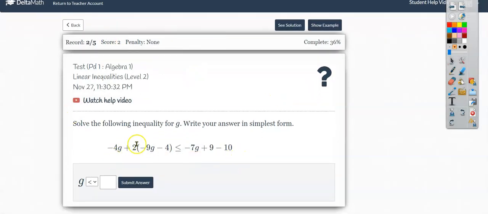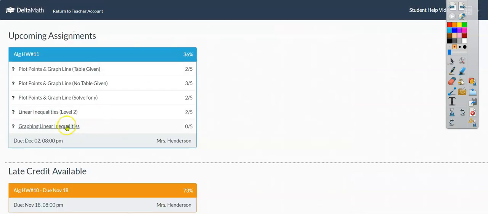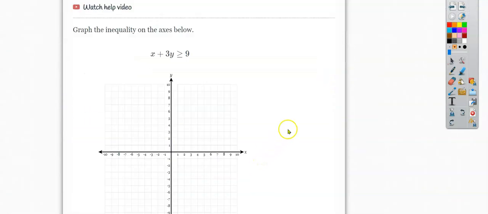Alright, this is more of the same. Combine like terms, distribute first, and solve for g using the correct inequality. Don't forget, if you divide by a negative value, you have to reverse the order of the symbol. Okay, last one.